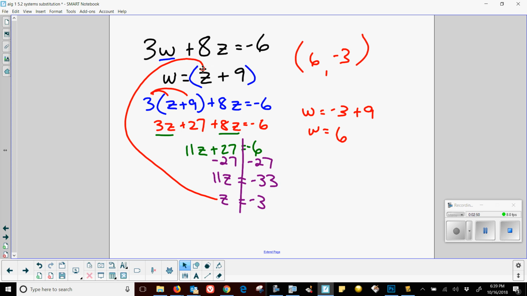It's the same thing. We have W equals Z plus 9. And this is going to get subbed into this W. Distribute, combine like terms, solve for Z, plug back in. Again, just because we found Z first doesn't mean Z goes first. It's always alphabetical order, W, then Z.